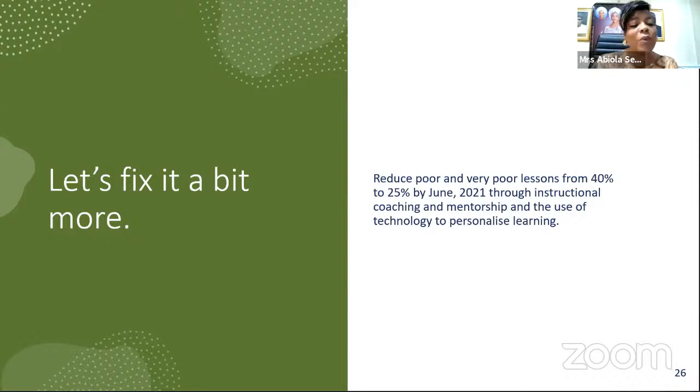Yes, okay. So how can we fix it even more? Reduce poor and very poor lesson plans from 40% to 25% by June 2021 through instructional coaching and mentorship and the use of technology to personalize learning. Wow, that is power-packed. Okay, look at the difference here. We already know what the school needs to do. The school knows what they need to do. So then they can break up their activities based on these things that are in this one statement. Okay, next slide.